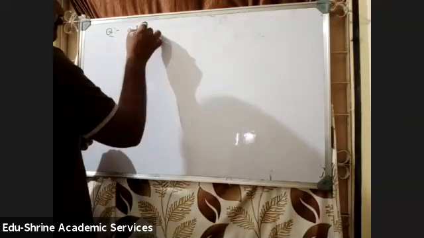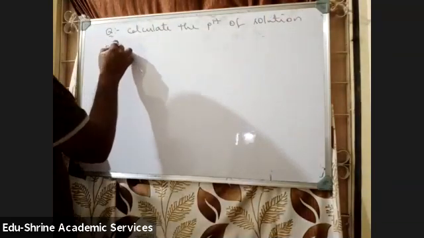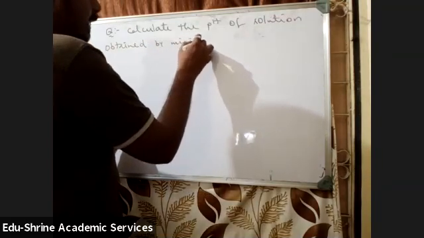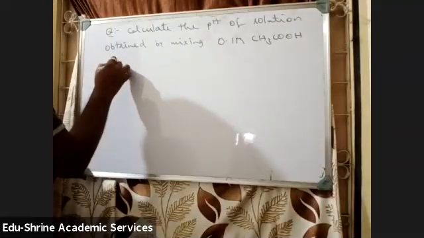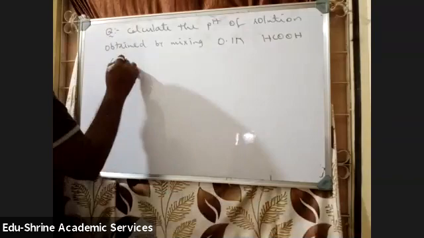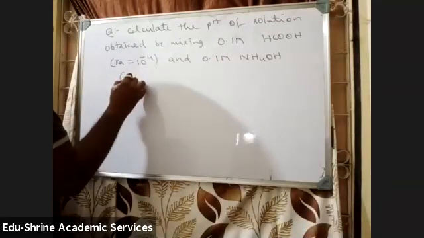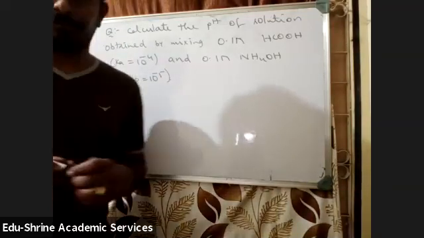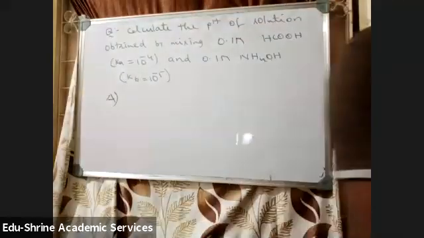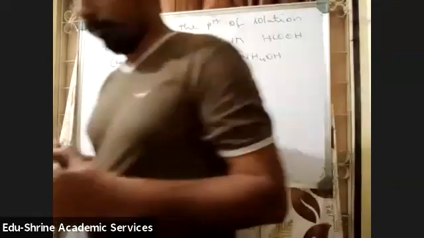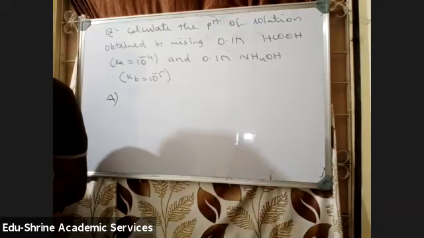Calculate the pH of solution obtained by mixing 0.1 molar HCOOH, whose Ka value is 10 power minus 4, and 0.1 mole of NH4OH, whose Kb value is 10 power minus 5. Solve that and tell me the answer. 6.5.